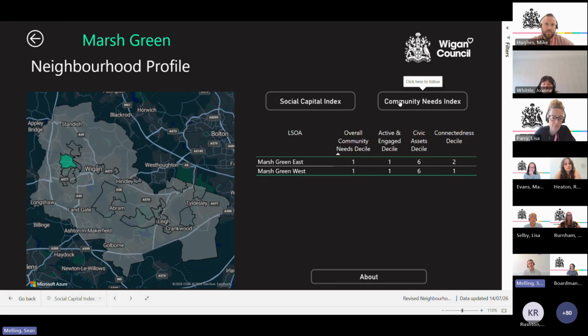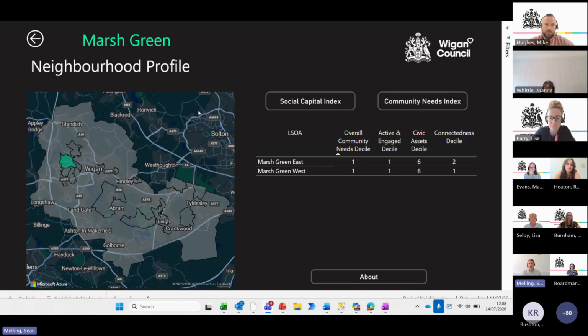And what it actually does is look at each area and sub areas within that neighbourhood and talks about, well, what support have they got and what they might need. So anything that is ranked 1, it needs a bit more support. Anything that's a 10 is the other end of the spectrum, doing really well. There's a little section here that talks to you about how that's broken down.